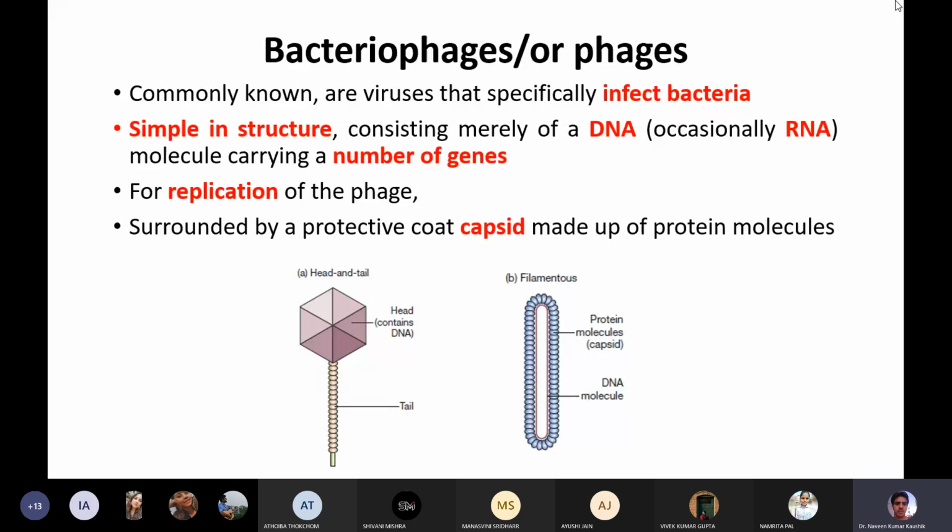So this is the life cycle, how they replicate. The replicative phase of the virus has two different types. One means they replicate quickly: within 20 minutes they complete their replication cycle and come out.